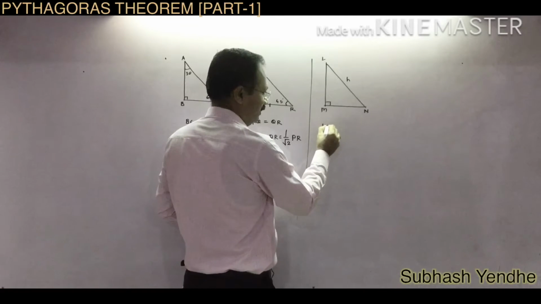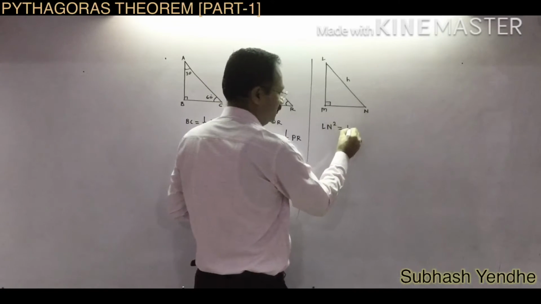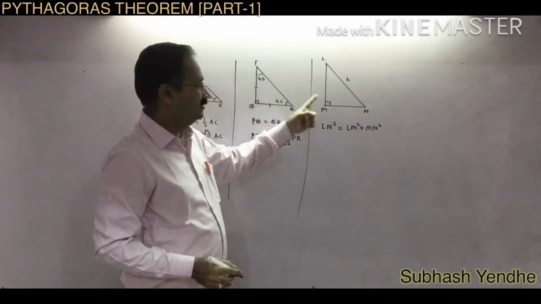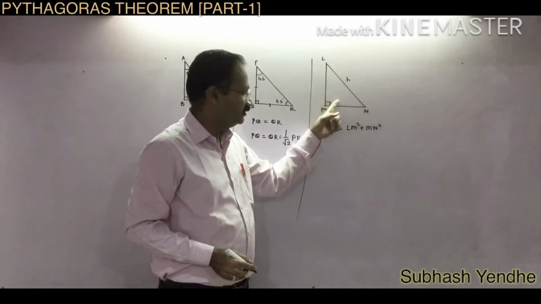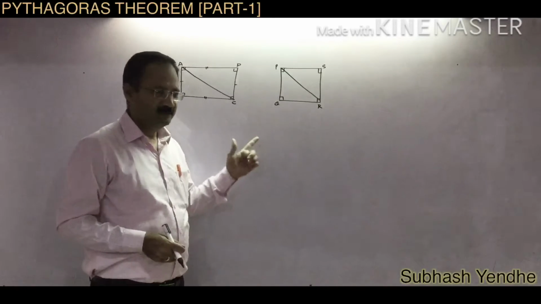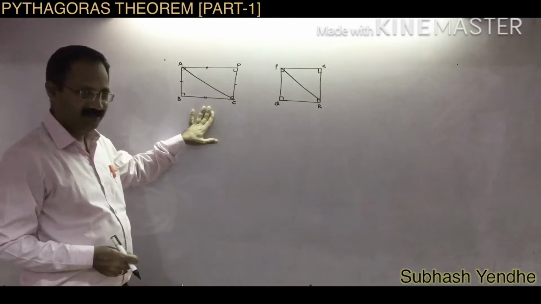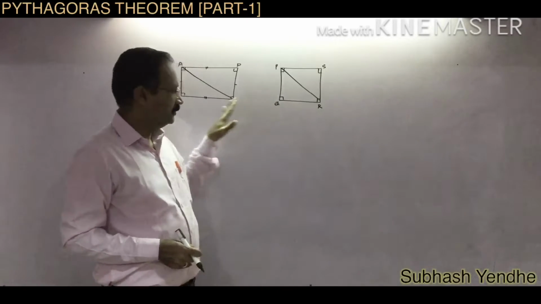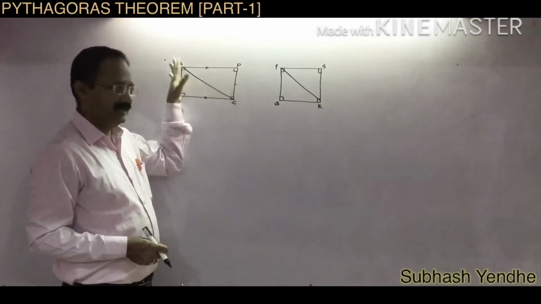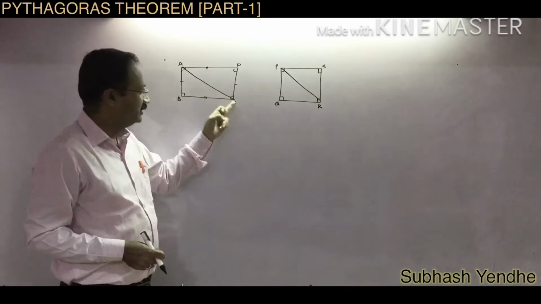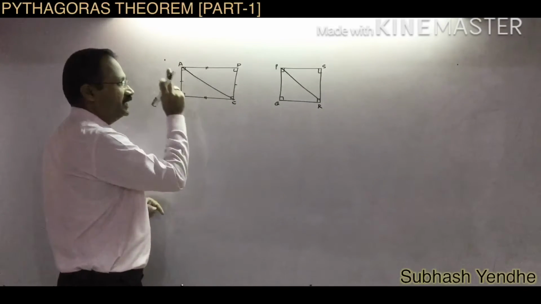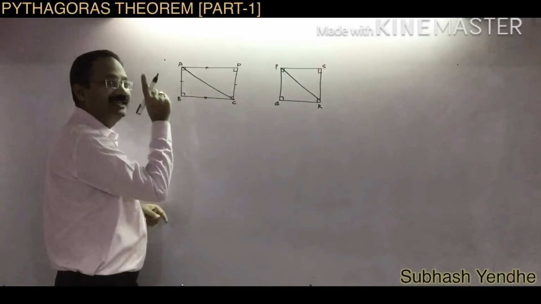So it tells us ln square equal to lm square plus mn square. Whenever there is a right angle triangle and if you want to find out the sides, we can use the Pythagoras theorem. Next part is, this is a rectangle and this is a square. We know it well. In rectangle, all angles are 90. If we join the diagonal, then we get the right angle triangle. So it means we can use the Pythagoras theorem in rectangle.